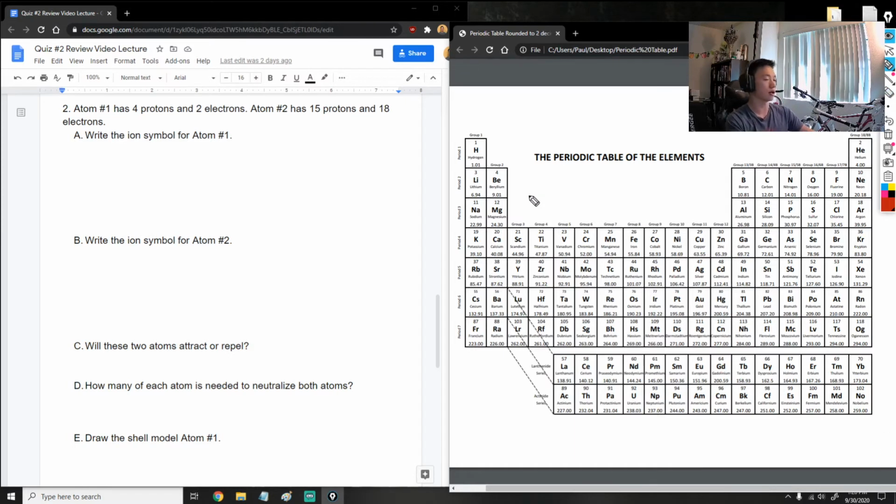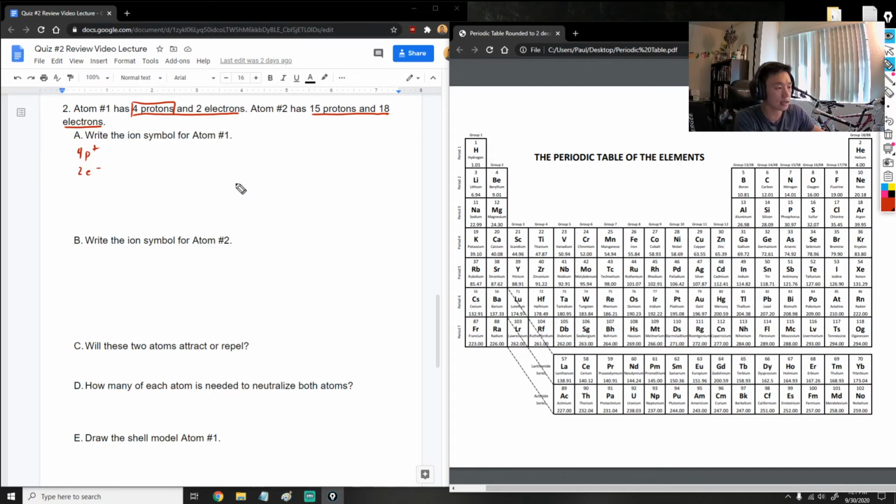Alright, so let's start. Same thing as last time. It tells us that atom number 1 has 4 protons, 2 electrons. Atom number 2 has 15 protons, 18 electrons. So we're going to start off by figuring out which element these atoms are. So let's start with atom number 1. We're just going to look up the protons. So atom number 1 has 4 protons and 2 electrons.